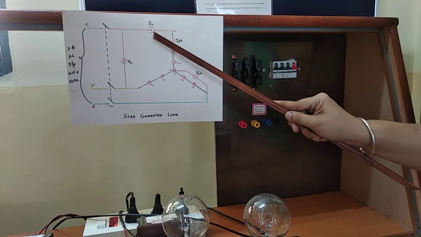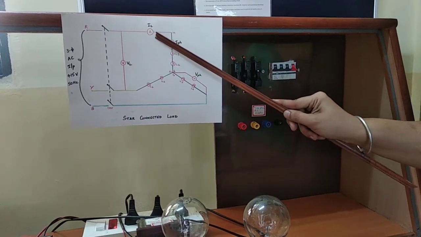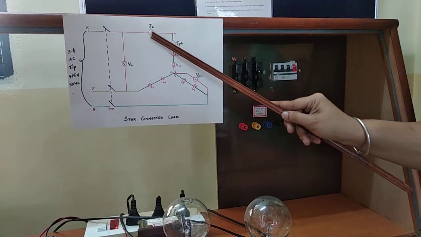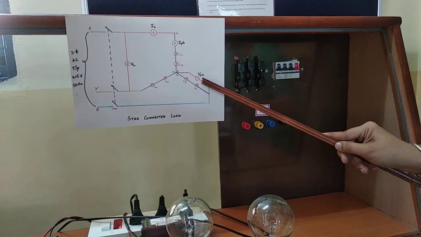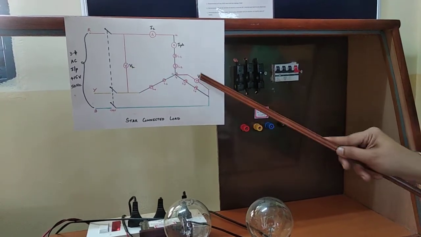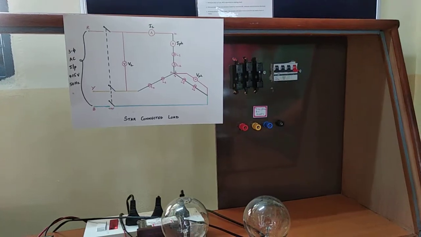Now let us see that in the circuit. If you come forward, we are using measuring instruments such as AC ammeters and voltmeters, VL and VPH. They are indicated by VL and VPH. So let us know.